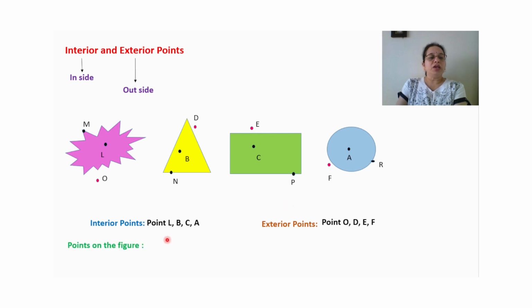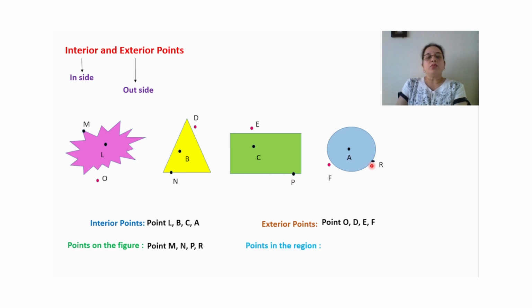Points on the figure: the points which lie on the figure, or we can say on the boundary of the figure, are known as points on the figure. So here this point M, here this is point N, for the rectangle point P, and for the circle point R, are known as points on the figure.